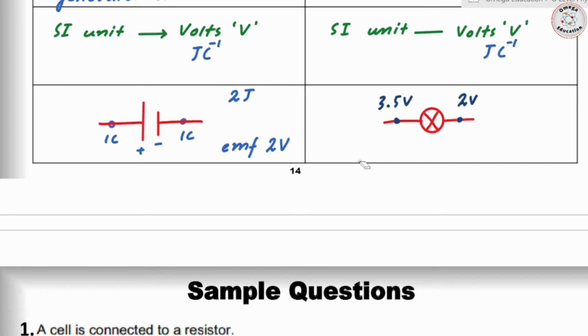So we can say that the potential difference is equal to 3.5 minus 2. It is 1.5 volts. And what do we say? We say the potential difference across the light bulb is 1.5 volts. So potential difference is always generally across a component.